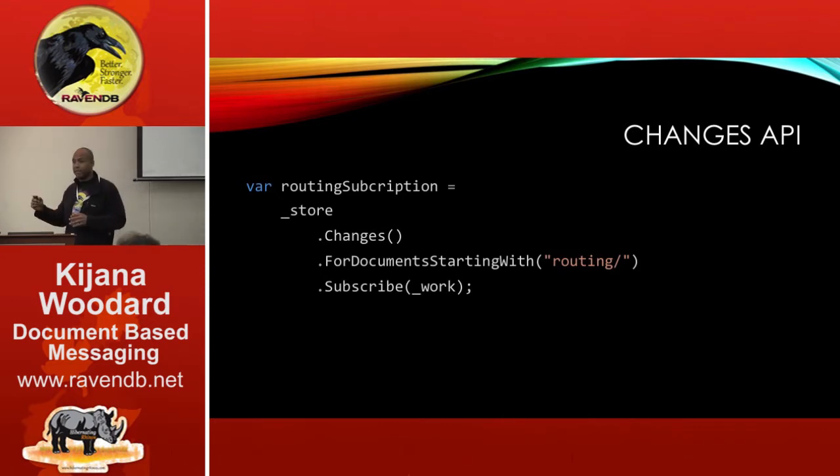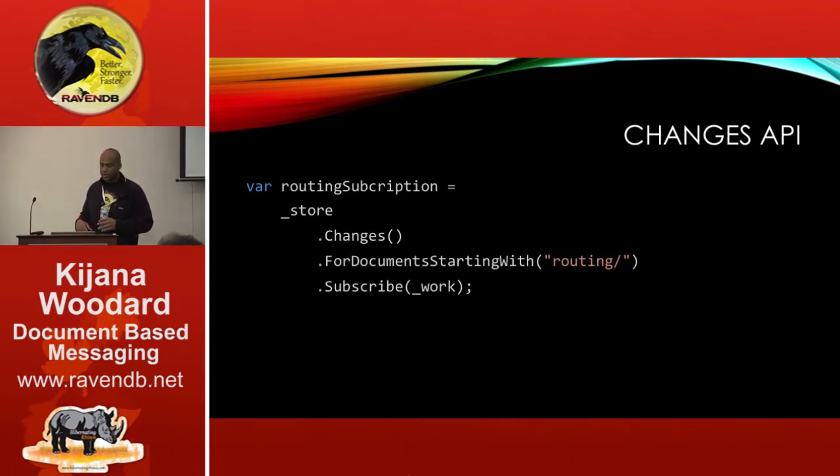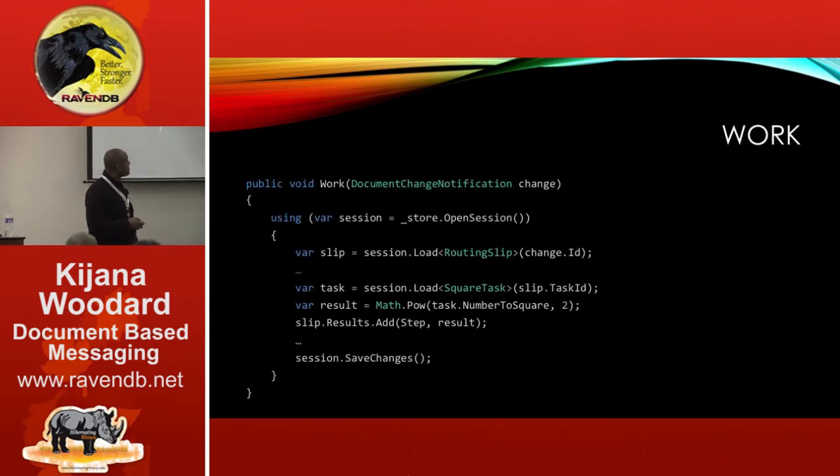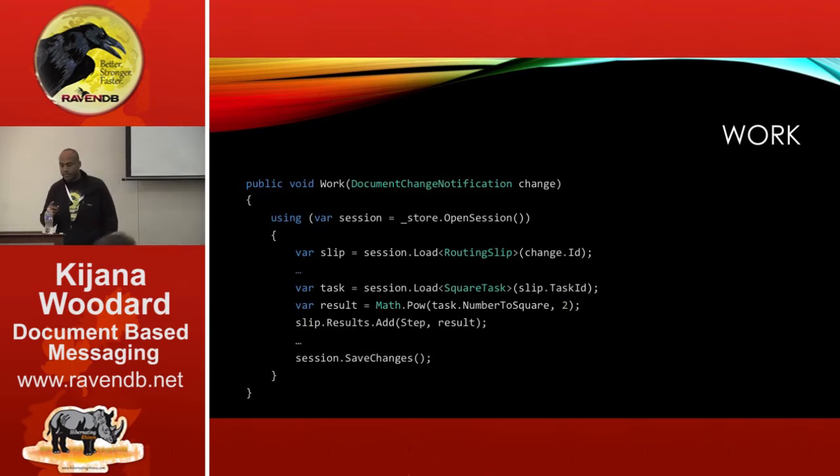And then I subscribe and give it a function of what to do when there's a change there. You can also say, for a particular document, do something, or for all documents, do something, or if there's a change on an index, do something, or if there's a change on a particular or all the indexes, do something. So that function there, I just define like this. When the change comes in, I open the session, and I load up the routing slip.